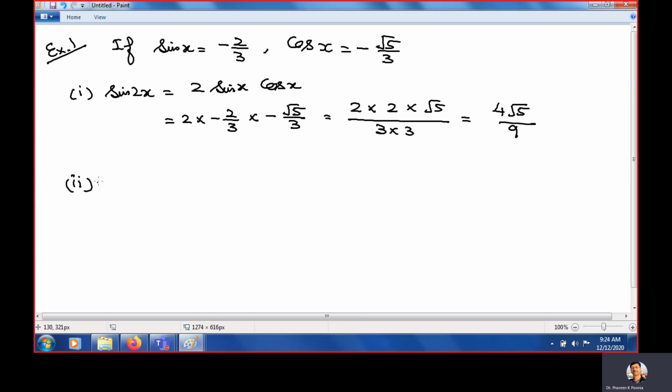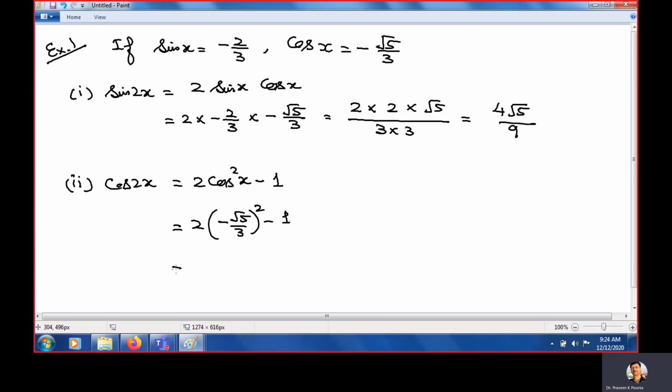Okay. Second is cosine 2x. Because both the values are given, we can use any relation and we will get the same answer. In your book, they have used cos squared x minus sin squared x, but we will use a different one: twice cos squared x minus 1. Clear? So 2 times cos x value, which is minus square root 5 upon 3, power 2, minus 1.